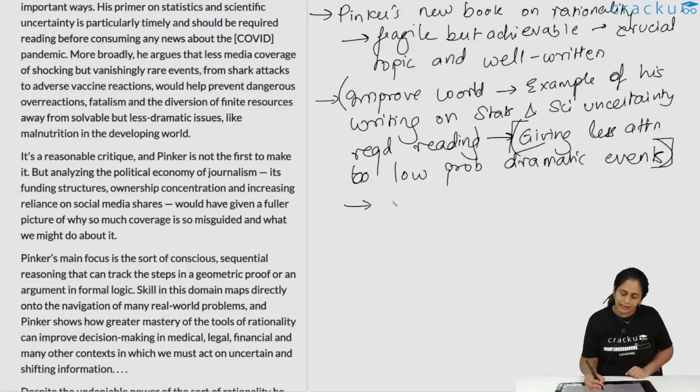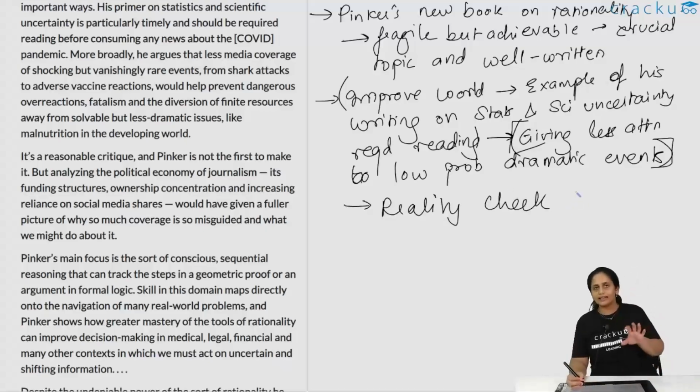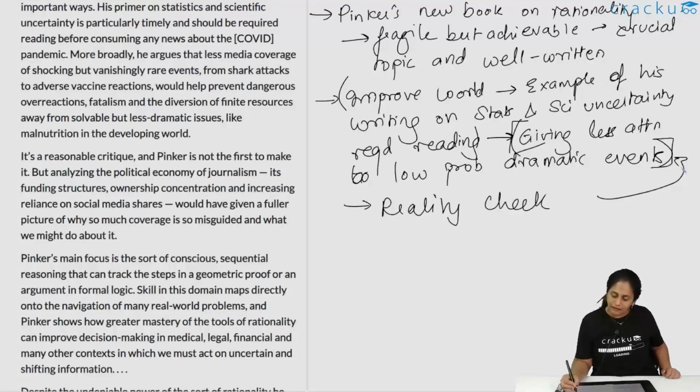So he is actually giving a reality check to a claim being made by Pinker. While he agrees that this would be good, he gives a reality check by saying that it won't happen because in reality this is the case. So a reality check for the second example.